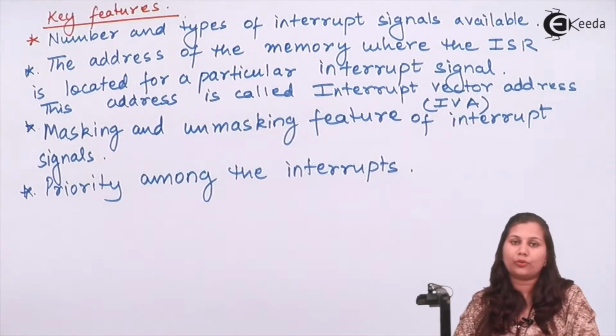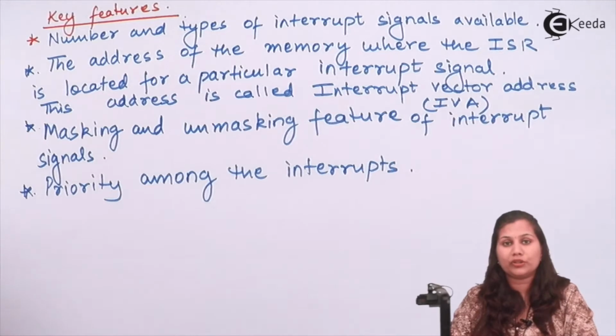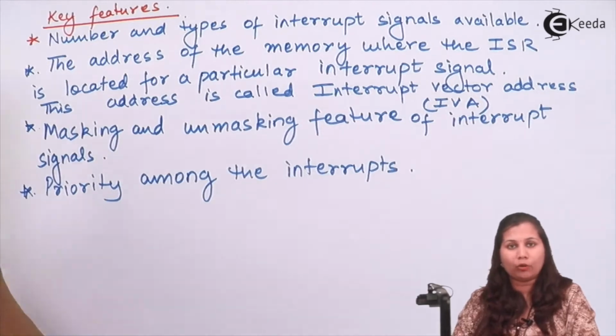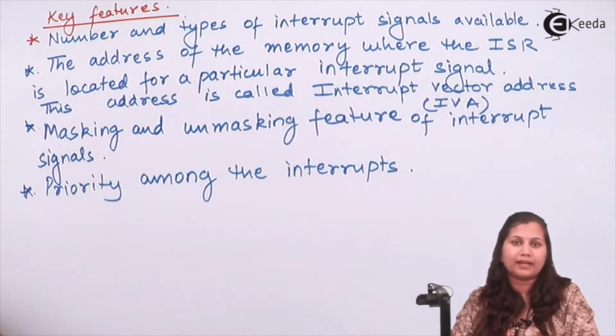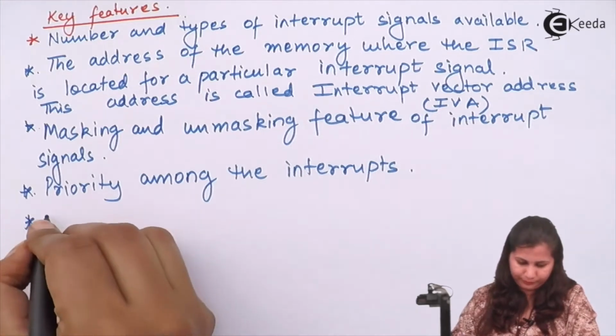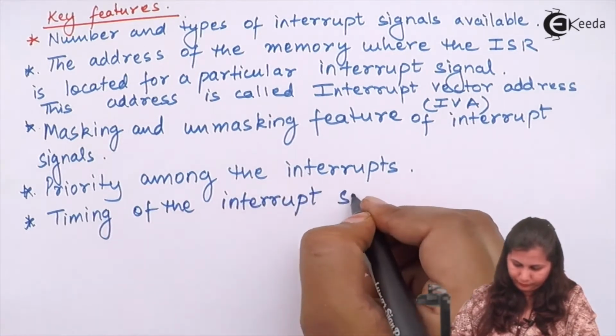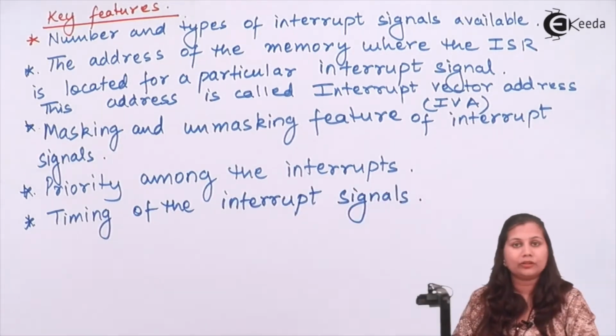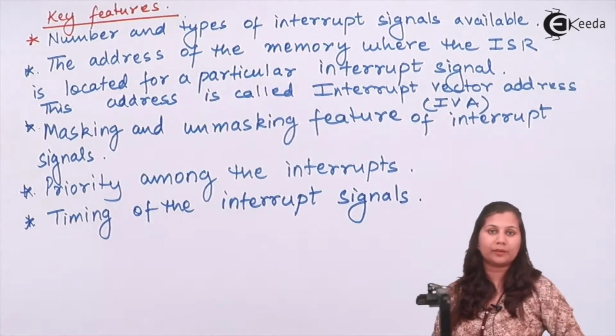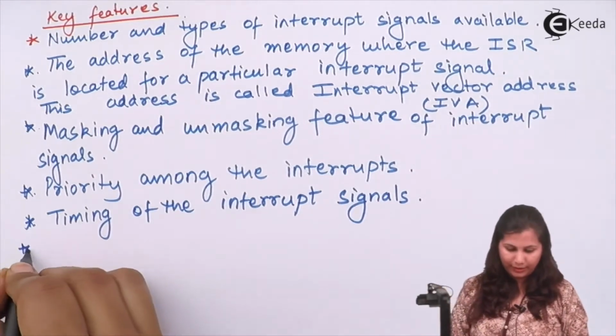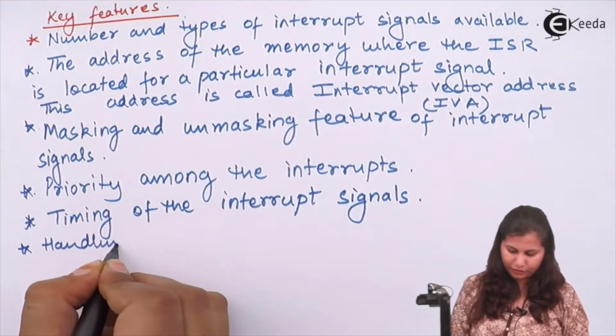Also, the processor should know about the priority among the interrupts. Like if 4 interrupts are simultaneously given to the processor, which of the interrupts should be executed first? So there are priorities defined for each of the interrupts, and according to that priority, the interrupts are executed. Then the timing of the interrupt signals, at what time which interrupt has been given to the processor, and the handling and storing of information.